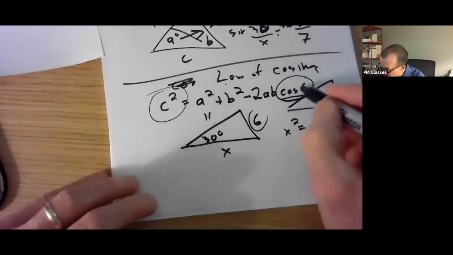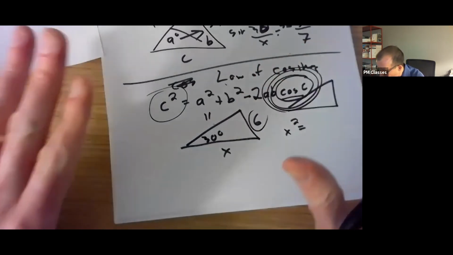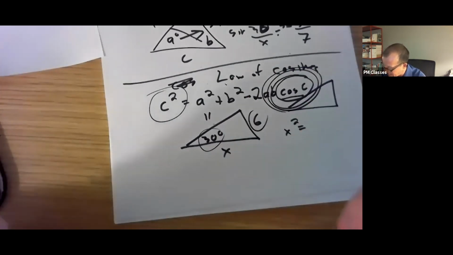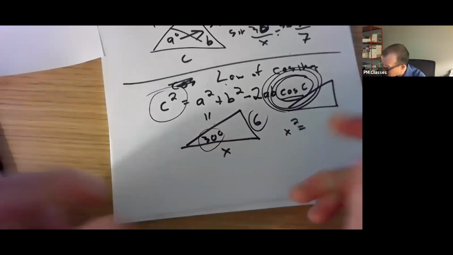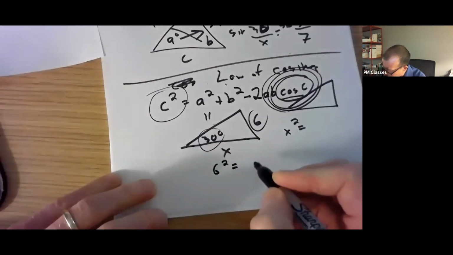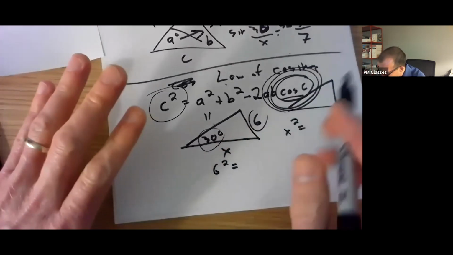So what we always want to do is say, what's my angle? Because with law of cosines, you're only going to be given one angle. 30 degrees is my angle. That anchors me. What's the side that goes with it? 6. So I write 6 squared, and then everything else just falls in place. As long as I get that right, it's really hard to goof this up.